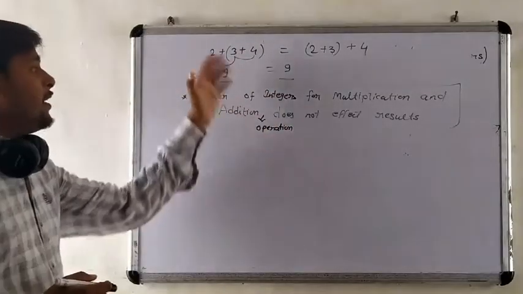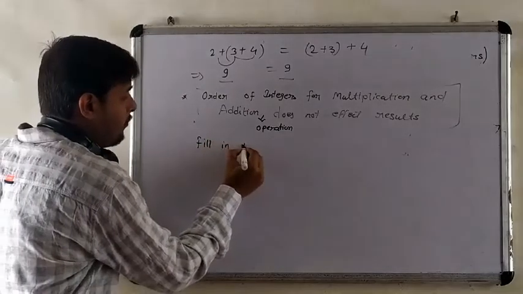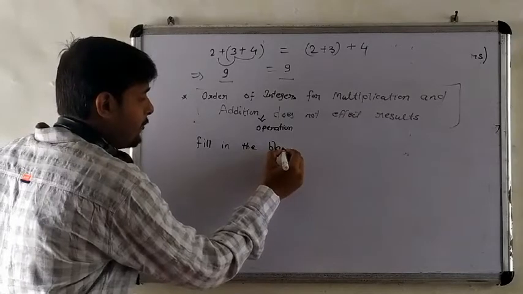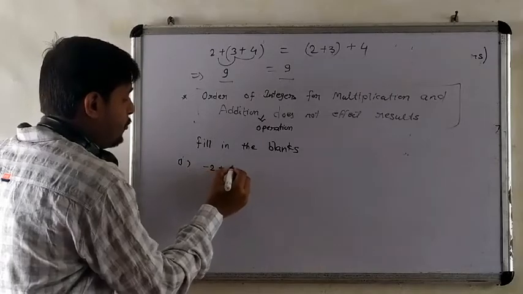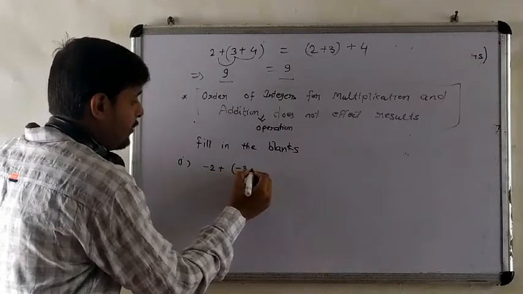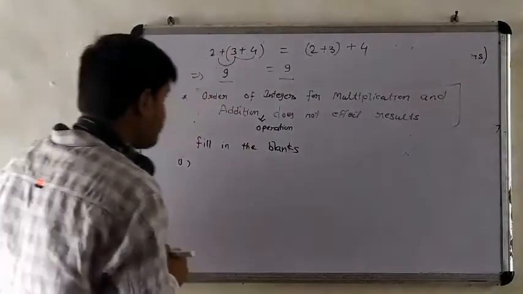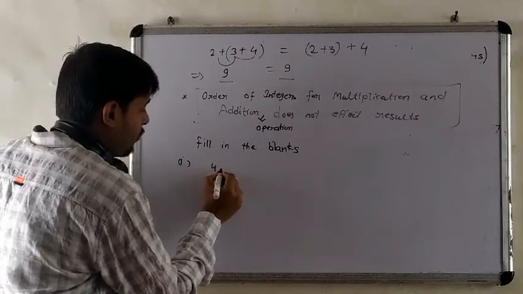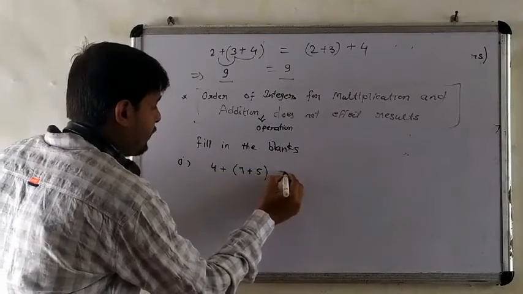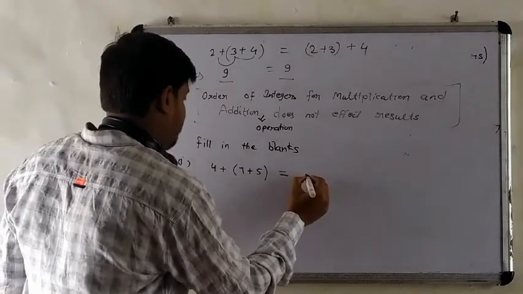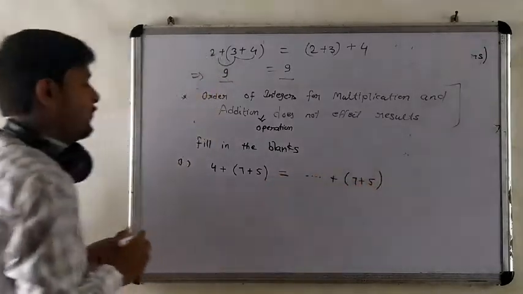Sometimes questions may ask based on these properties in the form of fill in the blanks. Fill in the blanks. Just tell your answers in the comment box. -2 plus -3 plus 4 plus 7 plus 5 equals blank plus 7 plus 5.